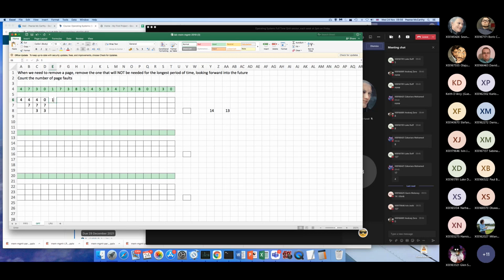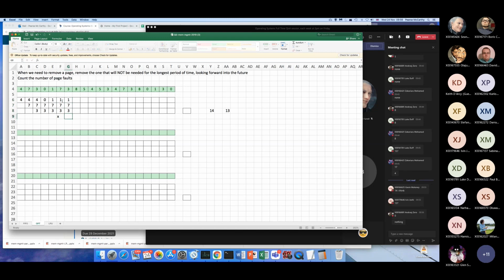So 1, 7, and 3. Okay, we want to bring in 7. We've got 1, 7, 3. What do we do? Hopefully, you all went, oh, it's already in there. Okay, and similarly for that one. So immediately, given the same example, we've just saved 2 page faults there, right?